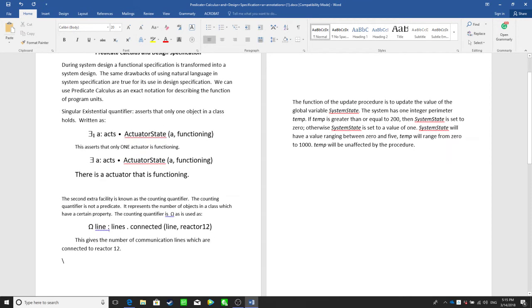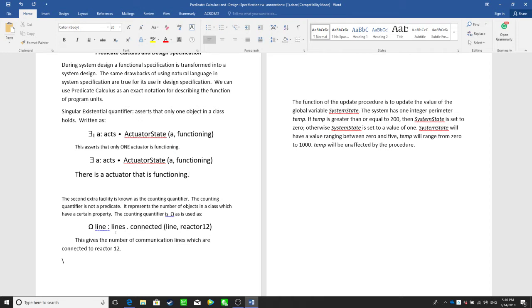All right. So this is very simple. And this omega thing here, the second extra quantifier, is known as the counting quantifier. So just the counting number. This should be easy to understand. The counting quantifier is not a predicate. It represents the number of objects in a class which have a certain property.